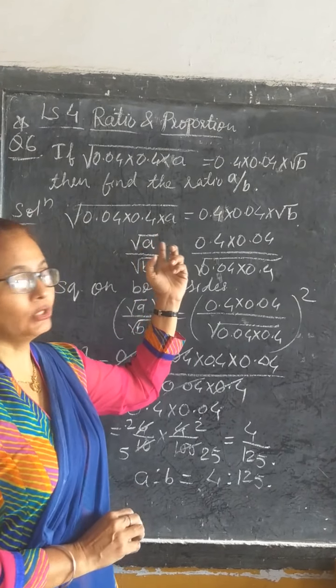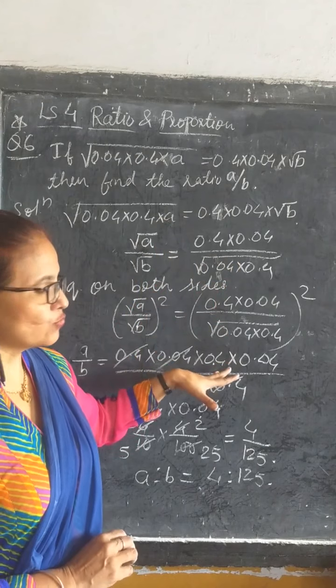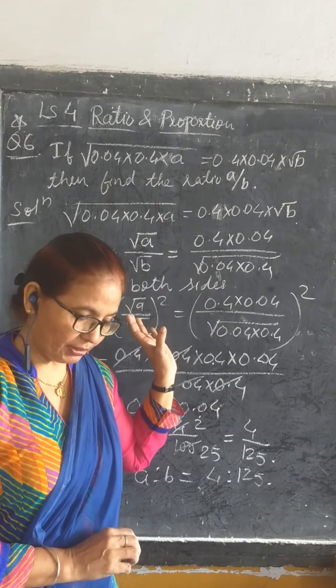Just transpose root a and root b on one side and take square on both sides, and you will get the ratio of a by b.